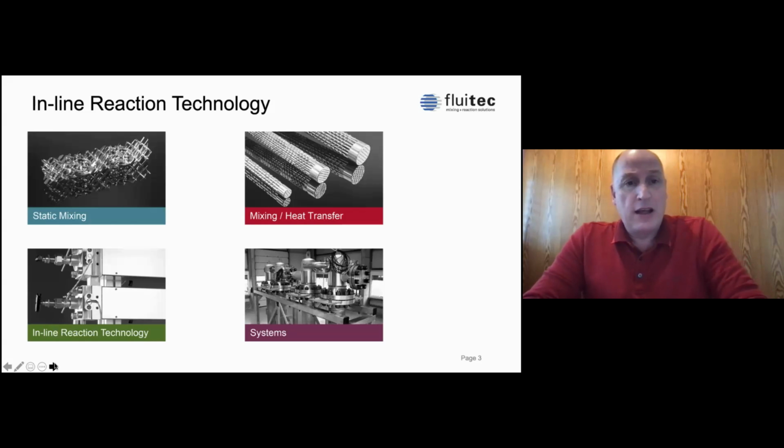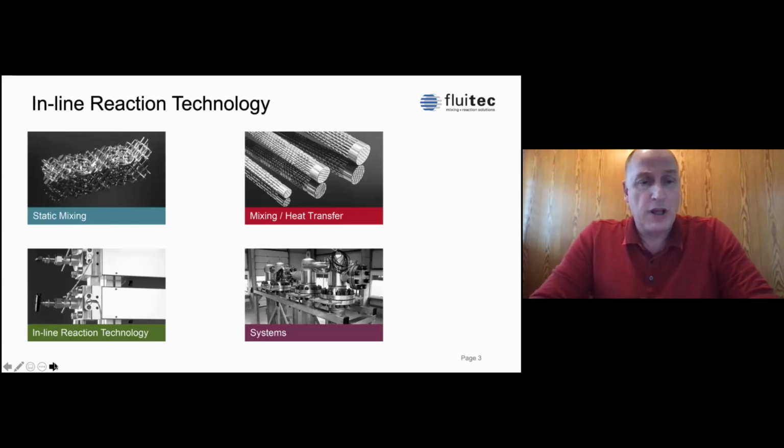So let's start. Here you see an overview of the Fluitec products. We have 4 divisions in our company. On one side, on the left side, the static mixers and the mixer heat exchangers on the right side. These are the products that Tobias was talking about yesterday. I am going to talk today about the inline reaction technology and just some applications of the systems.